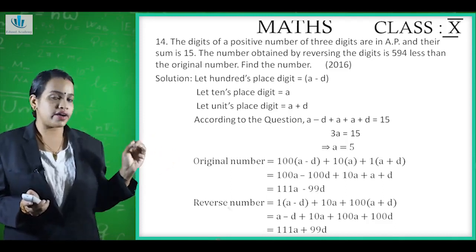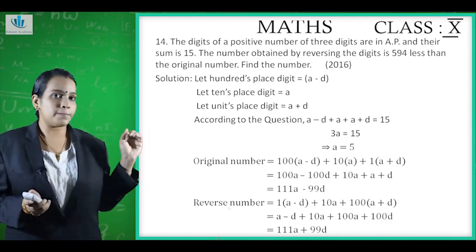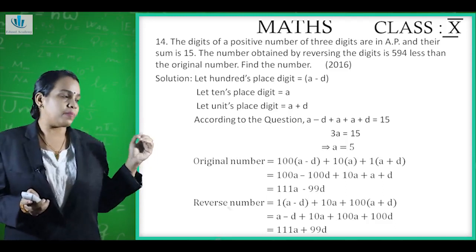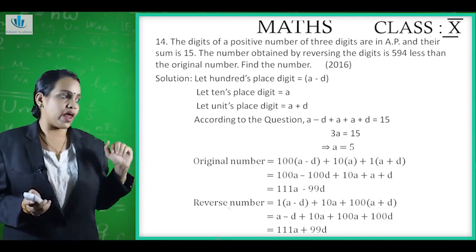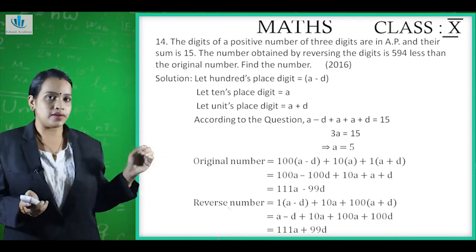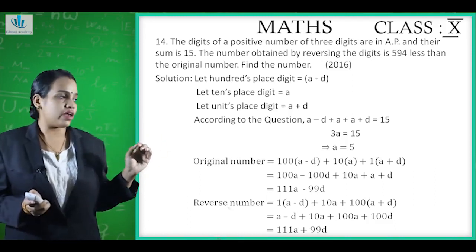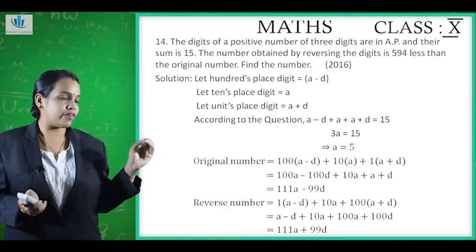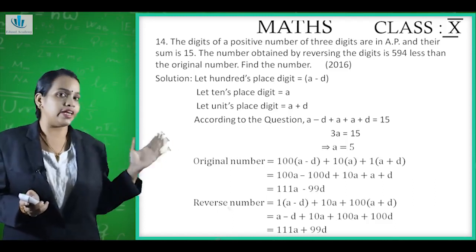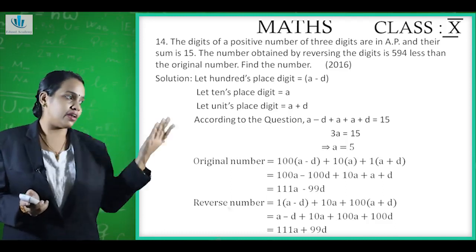So it is 100 into a minus d plus 10 into a plus 1 into a plus d. So now we will open the bracket. So it becomes 100a minus 100d plus 10a plus d, which gives 111a minus 99d.